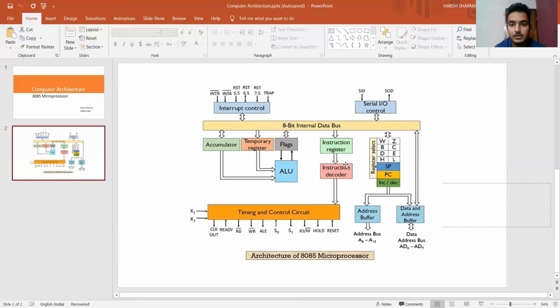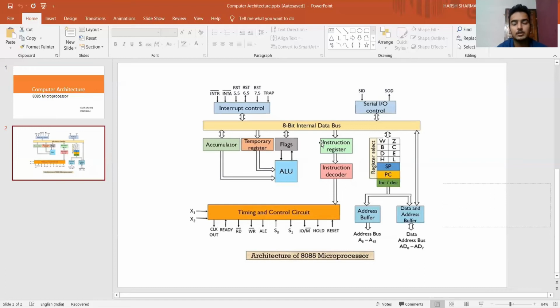The data travels from here to the instruction register. This is a very popular question in microprocessors: the data that is fetched from the memory will be stored first where? Its answer is the instruction register. The data fetched from the memory is stored in the instruction register.